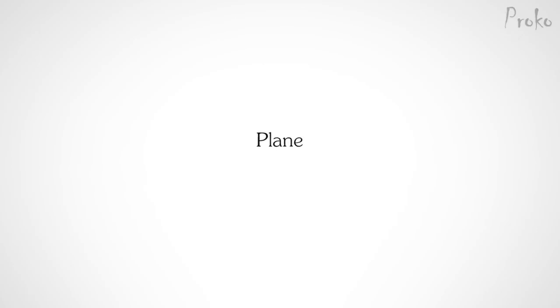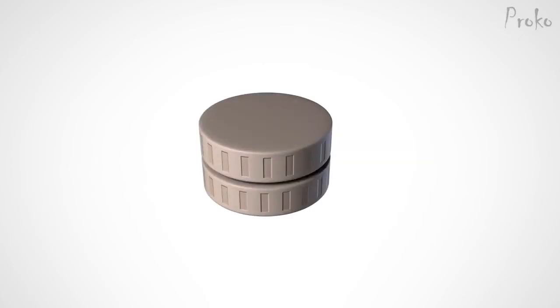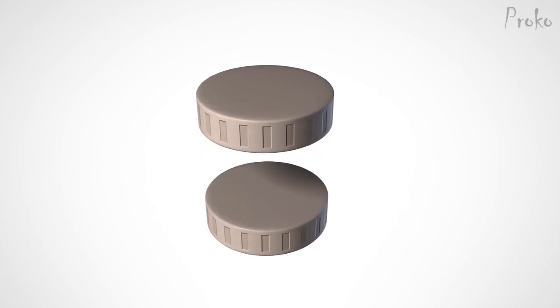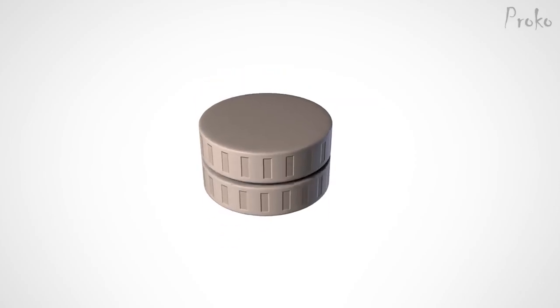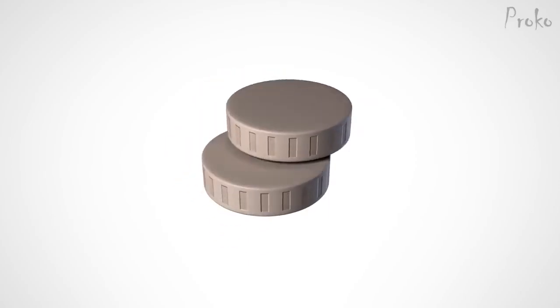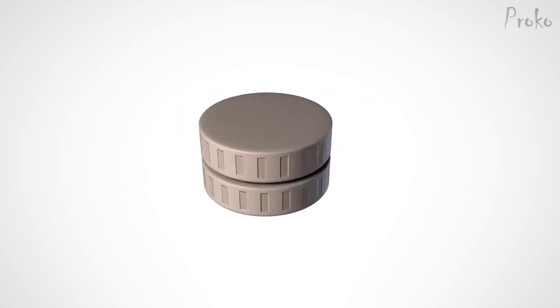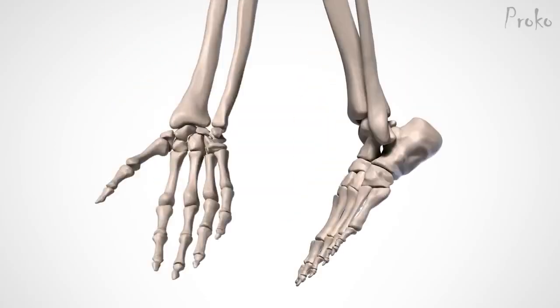Finally, the plane joint. Not really as interesting as the others, but deserves our love anyway. It's basically two flat-ish surfaces, one on top of the other. These surfaces can glide or rotate. They usually come in groups, like the carpals of the hand and the tarsals of the foot. Ligaments hold these bones together, but might allow some rotation and gliding.